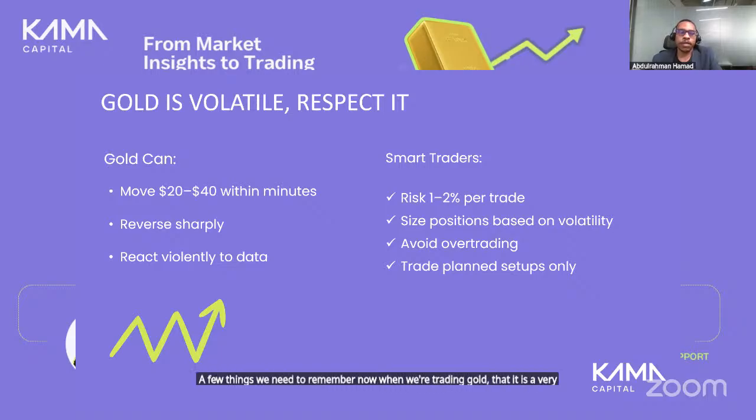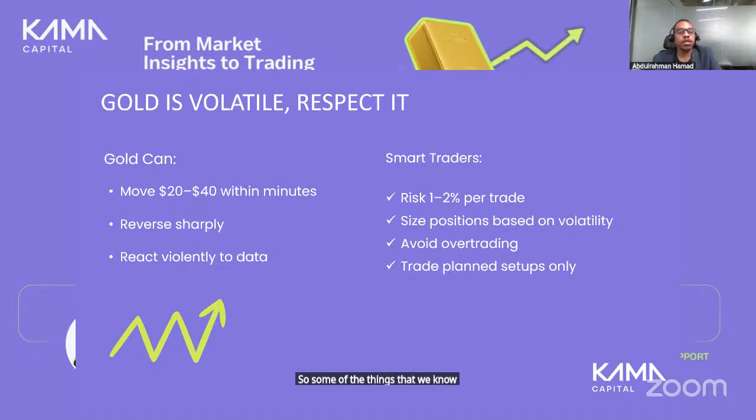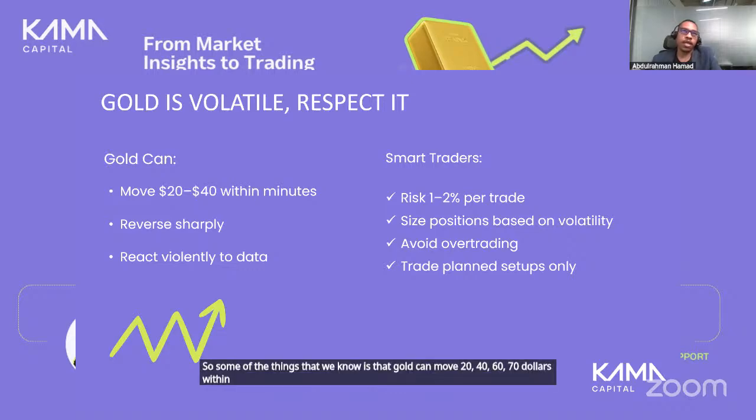A few things we need to remember when we're trading gold: it is a very volatile product. It can generate significant returns, but it can lead to significant liquidations if we do not respect its behavior and understand its structure. Gold can move 20, 40, 60, 70 dollars within minutes. That can generate profits or liquidate you depending on the position you're at. It can pull back and reverse sharply.